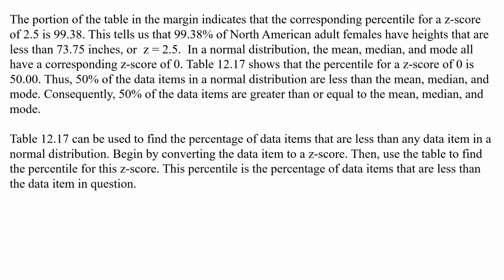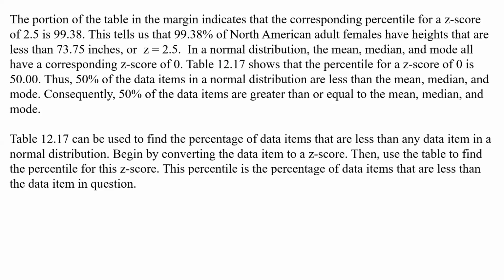So that means 99.38% of the North American females have heights that are less than 73.5 inches, or a z of 2.5. Now, in a normal distribution, the mean, the median, and the mode all have a corresponding z-score of 0. Table 12.7 shows that the percentile for a z-score of 0 is 50, which means 50% of the data items in a normal distribution are less than the mean, median, and mode, and consequently, 50% have to be greater than the mean, median, and mode.